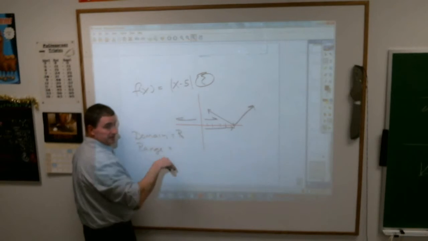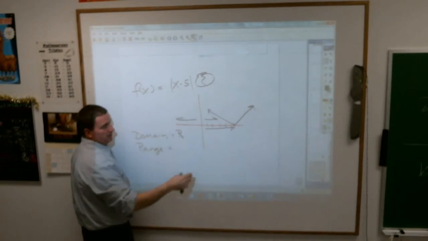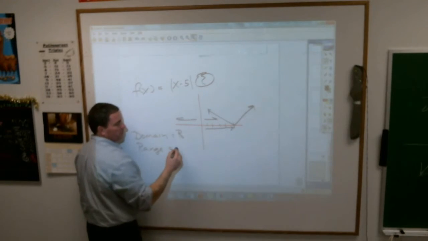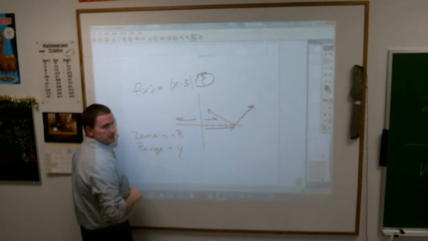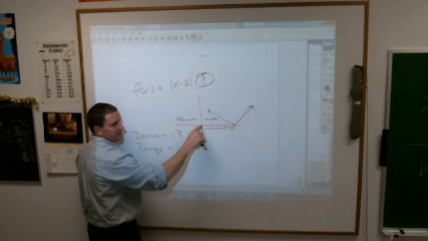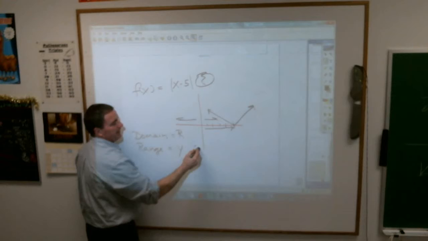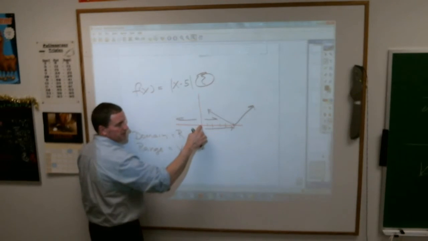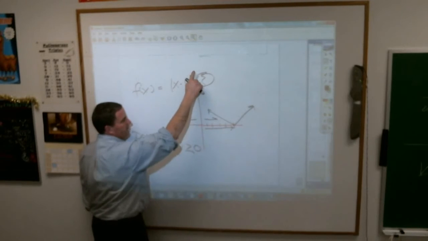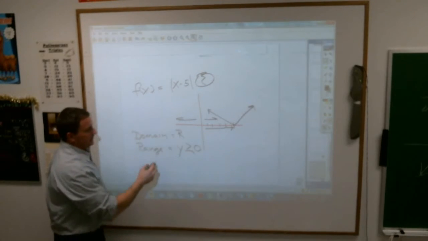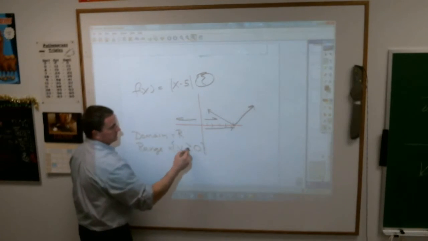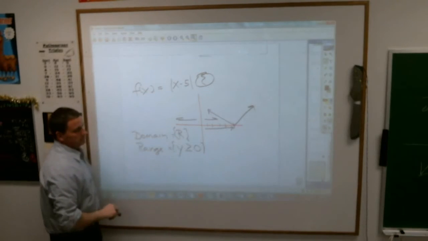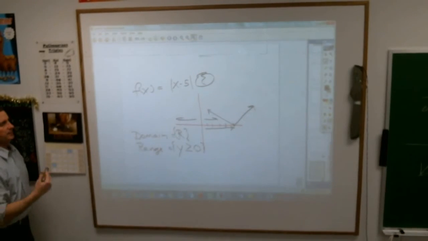The range is the up and down part. The range of this is what? What is y right here? 0, and it's anything that is greater than or equal to 0. It starts here and goes forever in the up direction. That's your range. Understood there? Now, let me give you one more.